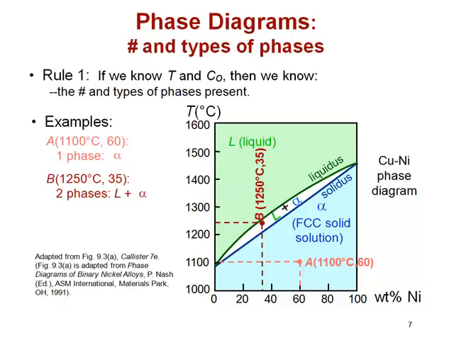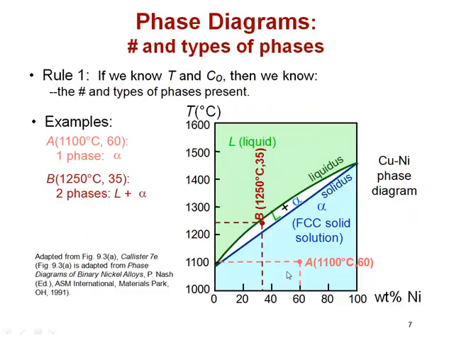Rule 1: if we know temperature and composition (T stands for temperature, C0 for composition), then we know the number of types of phases present. For example, in this given binary phase diagram, say for point A, where is point A? I don't see it here, down here.